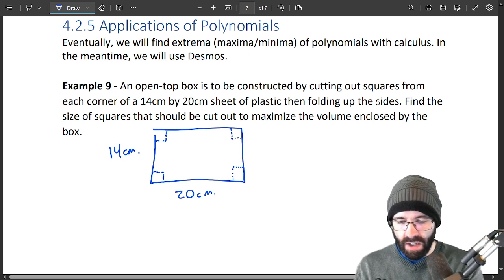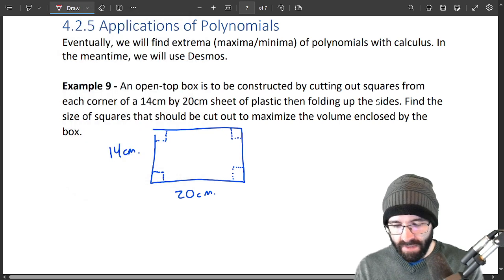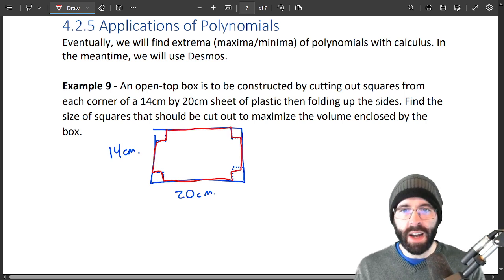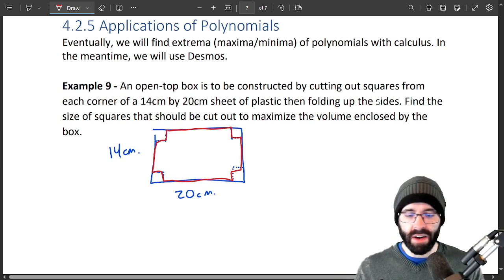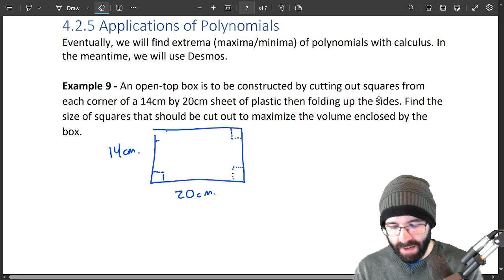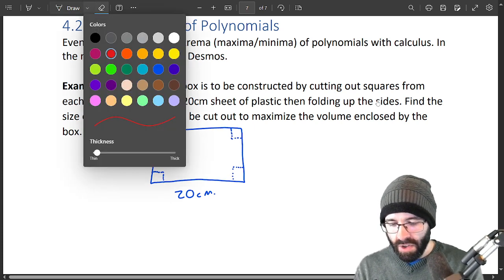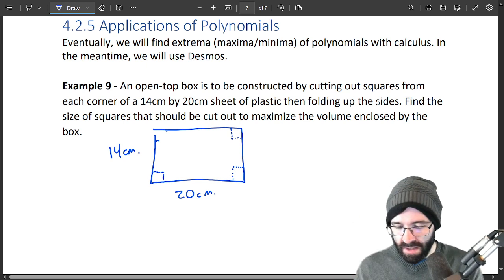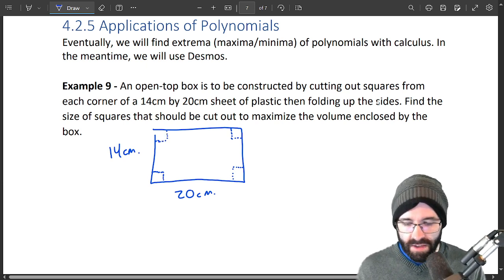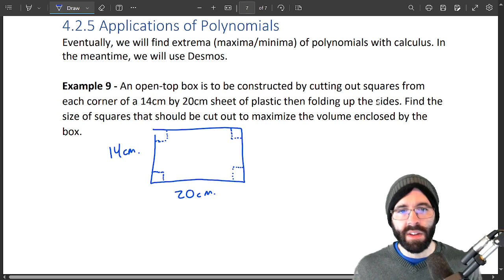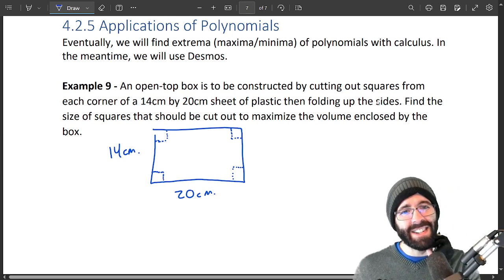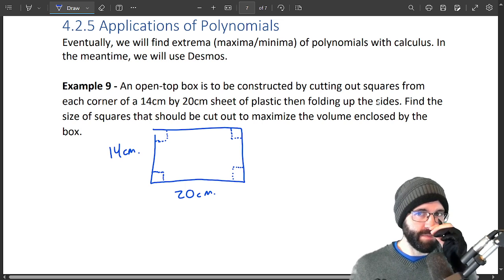If you look at this inner figure, once the squares are cut out, it looks like this. So we're folding up the outsides of that red part. Okay, got it. So the question is saying, find the size of the squares that should be cut so we maximize the volume. This is kind of sounding like an optimization problem, like chapter 3 stuff.